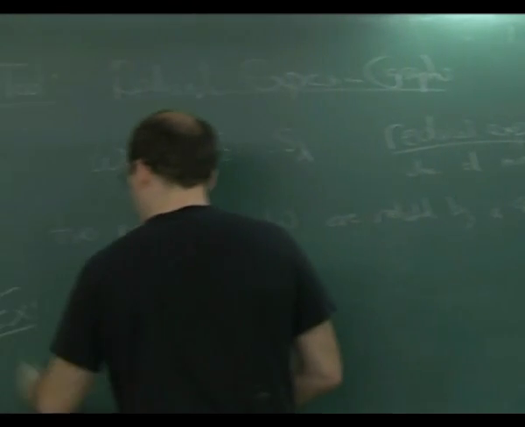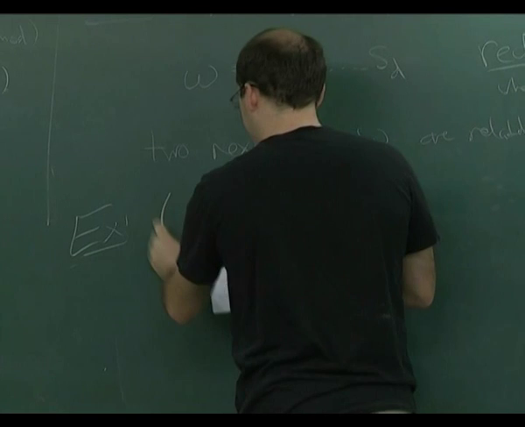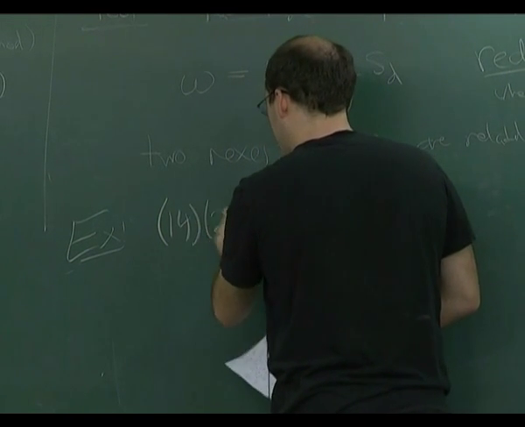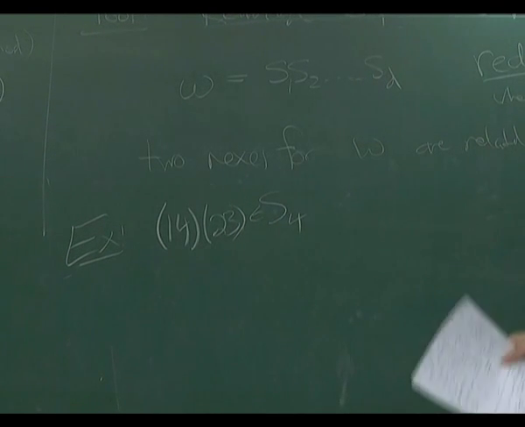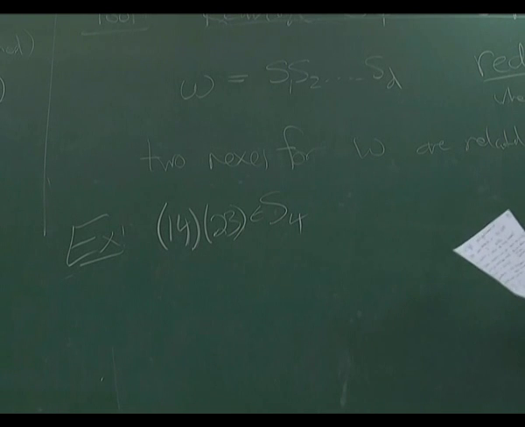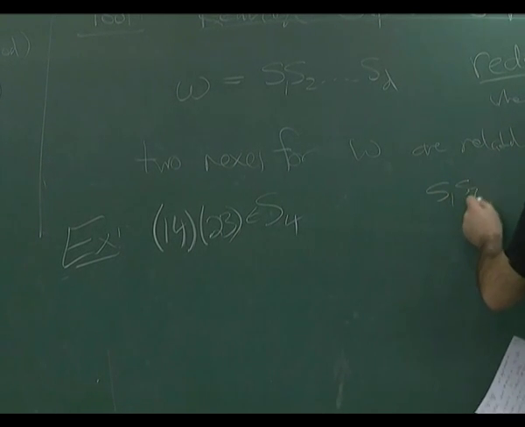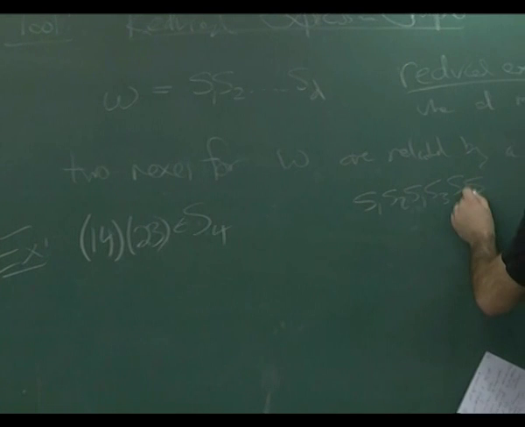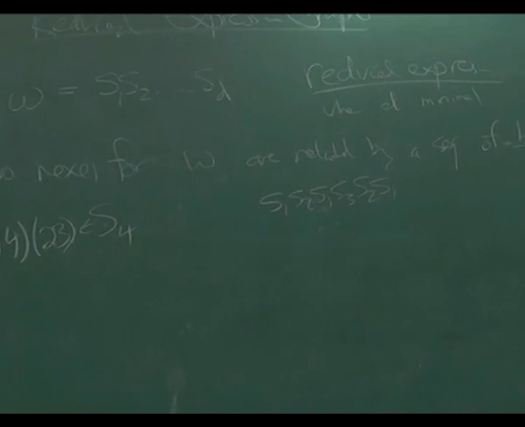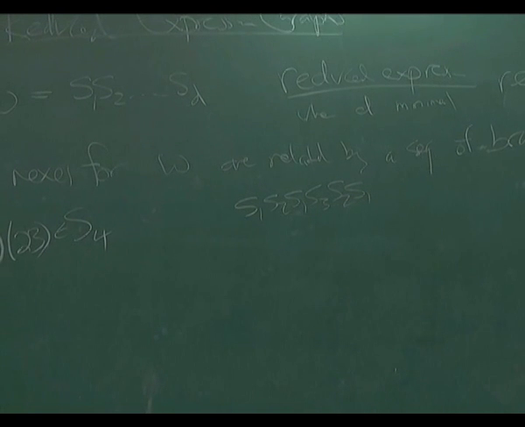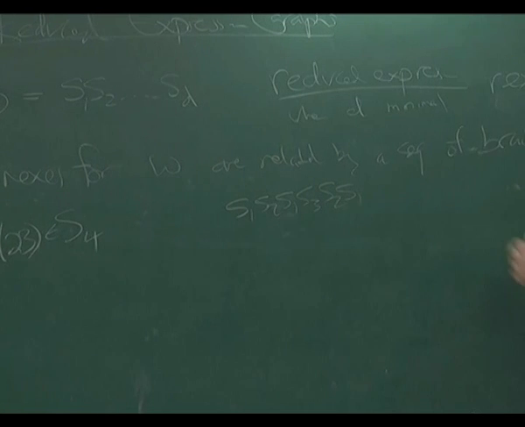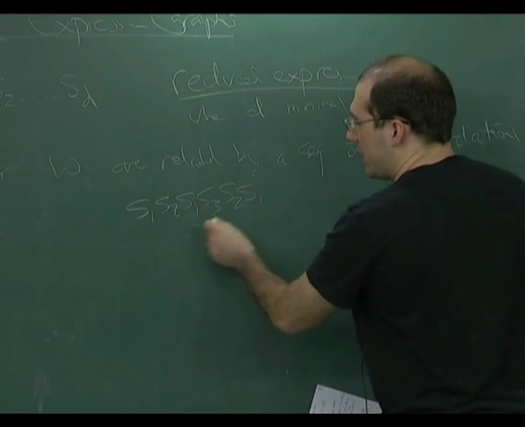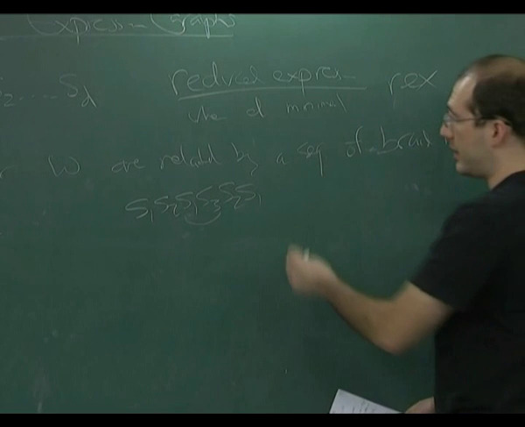So let me give you an example. There's the so-called longest element of S4, which is the thing that switches 1 and 4, and 2 and 3 in S4. Here is a reduced expression for it: S1, S2, S1, S3, S2, S1. You don't have to write this down if you're taking notes, but keep track of the structure of this thing. There are a couple of Braid relations we can apply. These two commute, so that's a Braid relation.